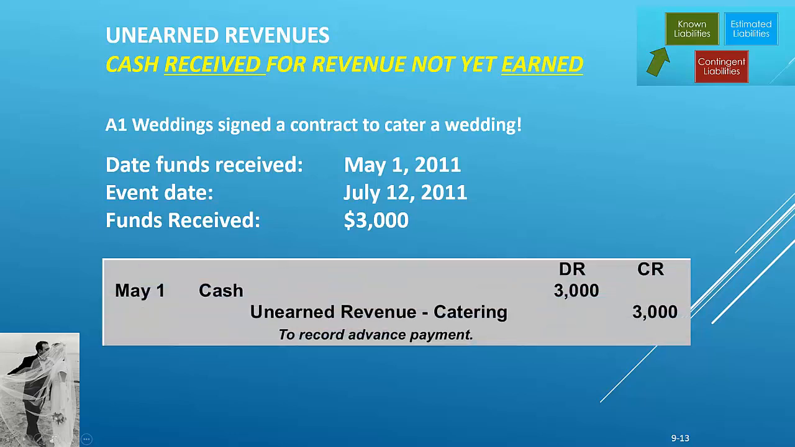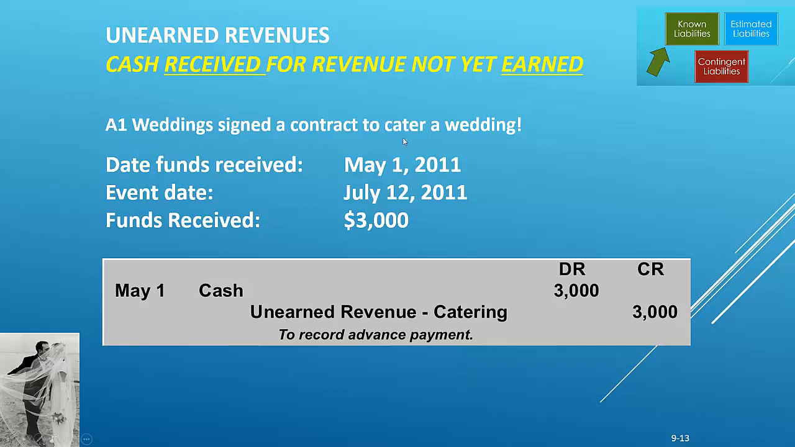Okay, so they're obligated to cater the wedding. They've received the cash up front. So in this case, we're going to take in the cash on May 1st when the couple pays us the $3,000, and the rest of it goes into an unearned revenue account. Now you notice that that is a credit, and that makes sense because we increase liabilities with a credit.